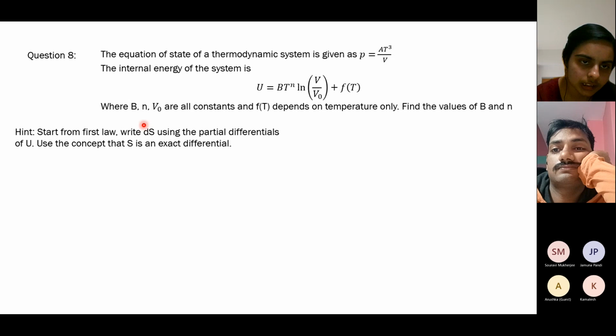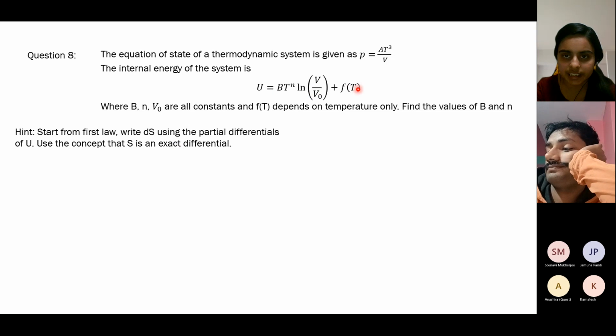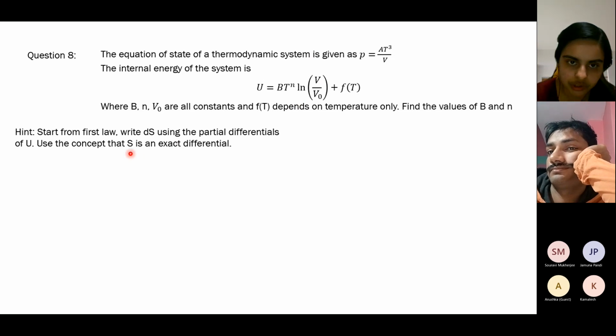So you can write from the first law TdS equal to dU plus PdV. Then try to expand dU in terms of V and T, because these are the variables in this expression. And then use the concept that S is an exact differential.